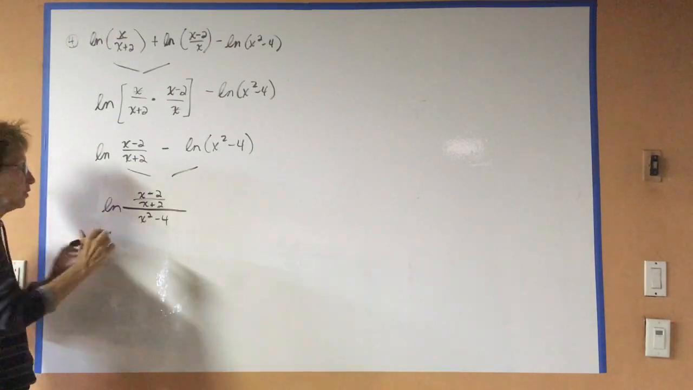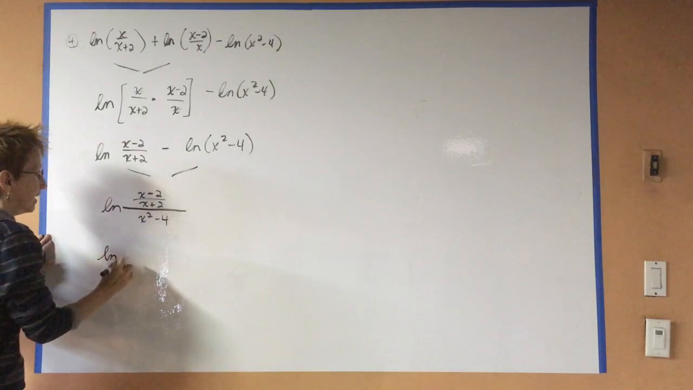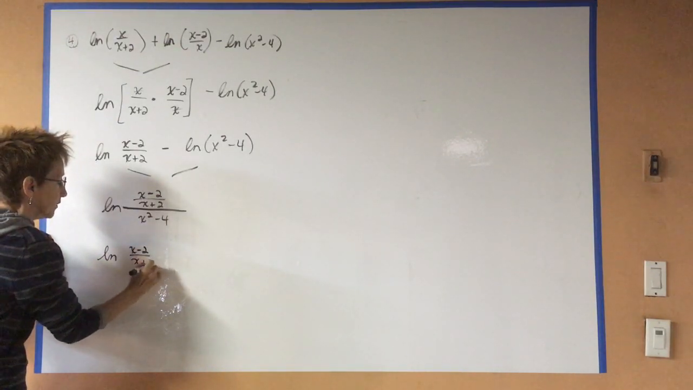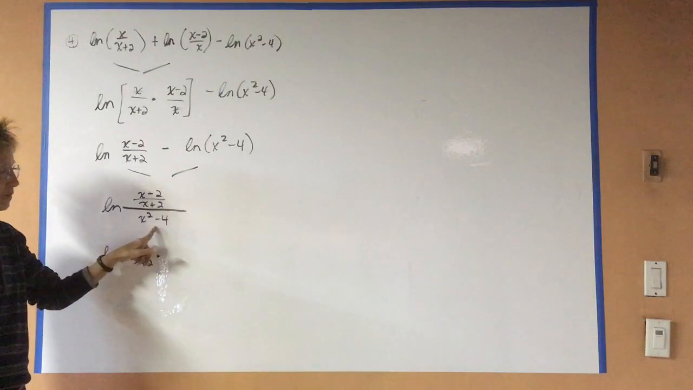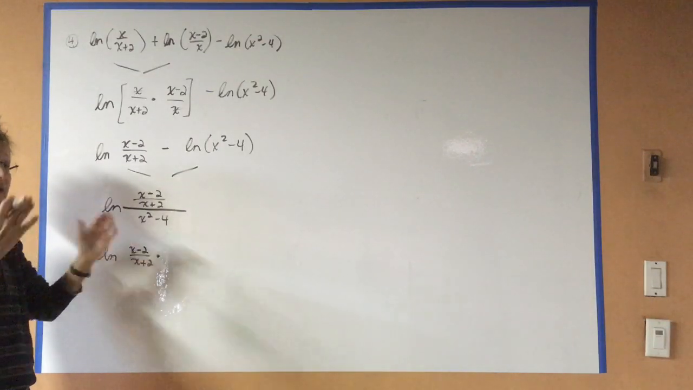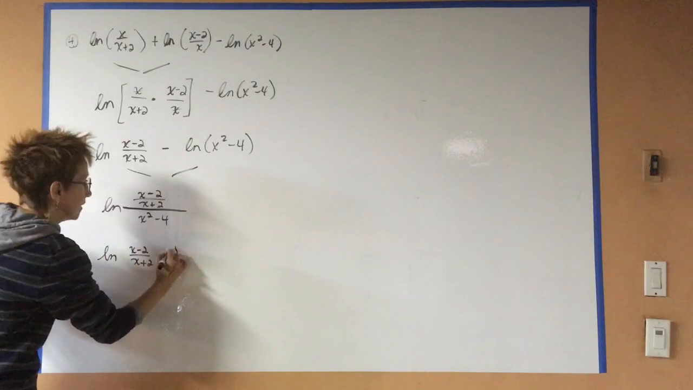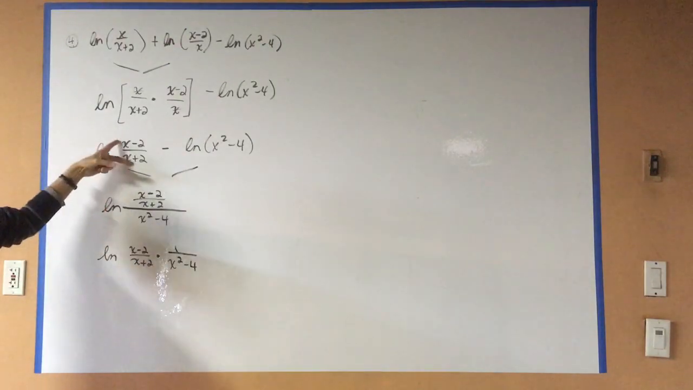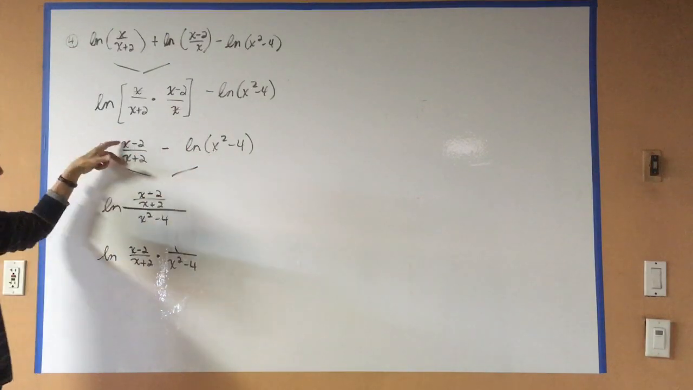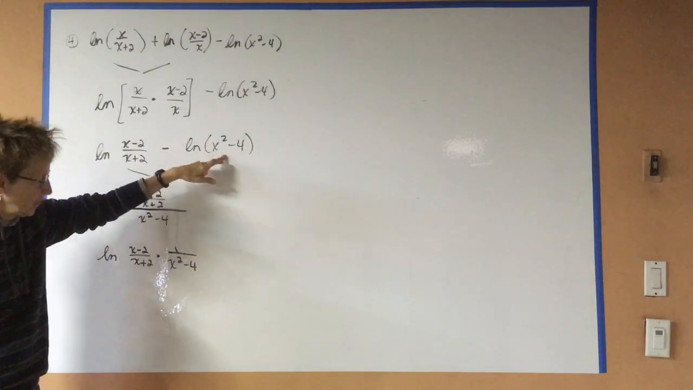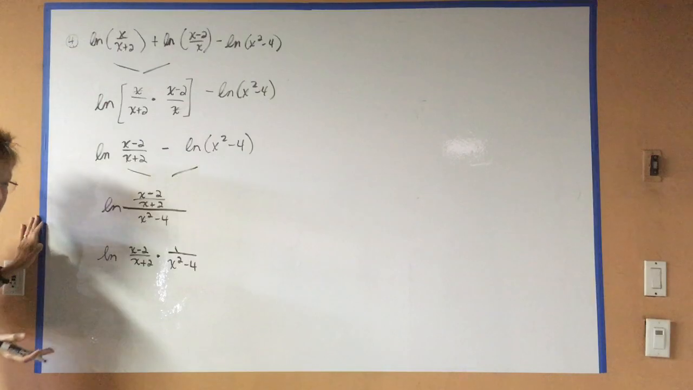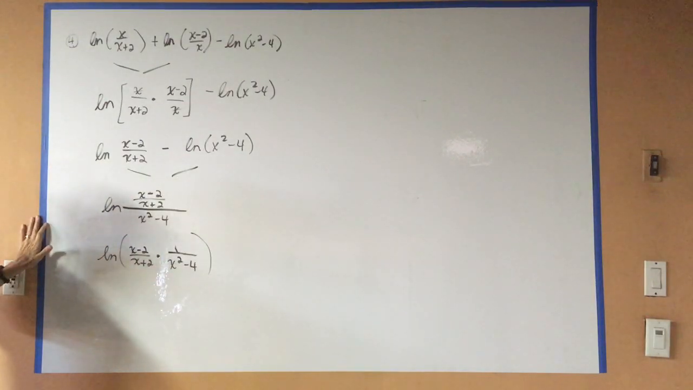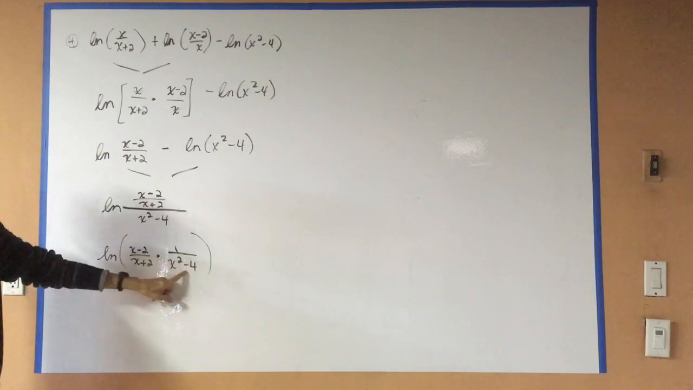So in other words, what's going on here is I have the ln of (x minus 2) over (x plus 2) divided by (x squared minus 4), which means multiplied by 1 over x squared minus 4. So it's this divided by this, so that means it's this times 1 over this. And now I'm going to try and simplify. So this is what I'm trying to figure out from my argument of the log. Can I simplify this? Well, I need to factor this.